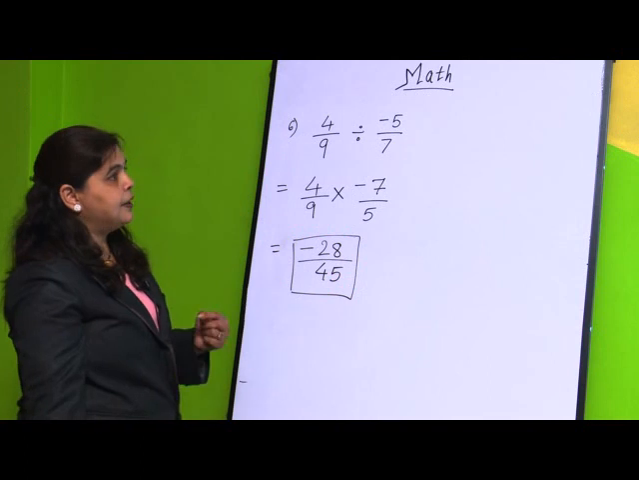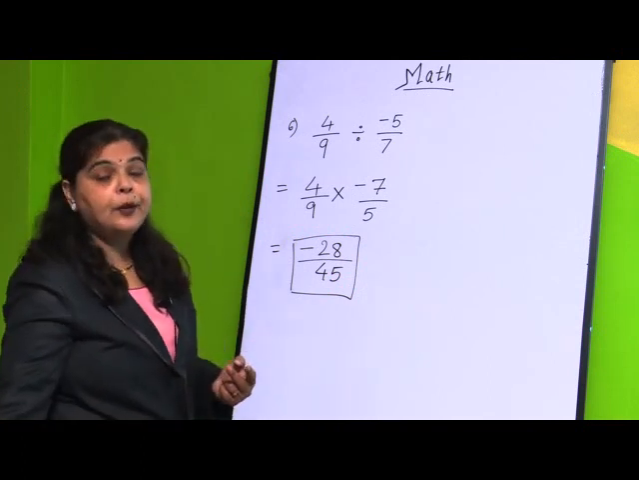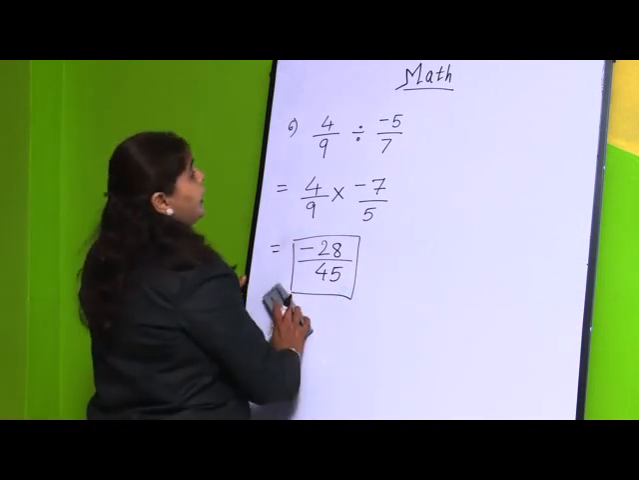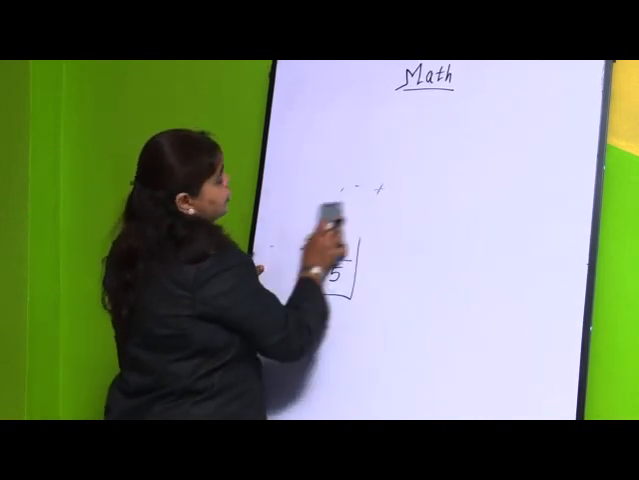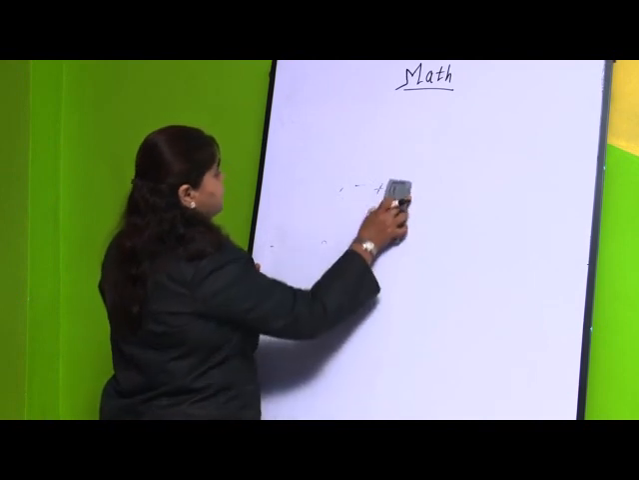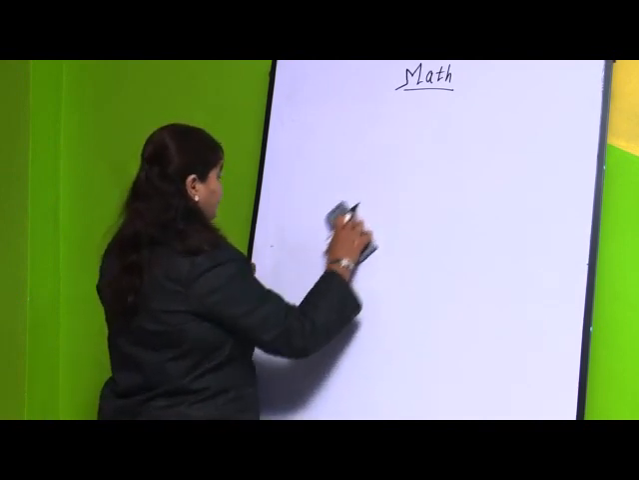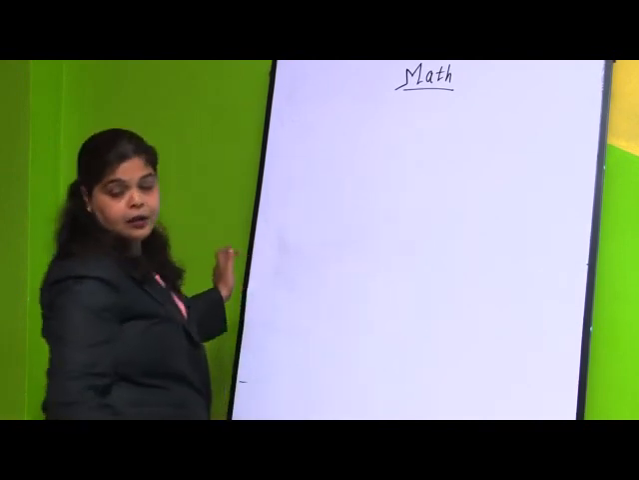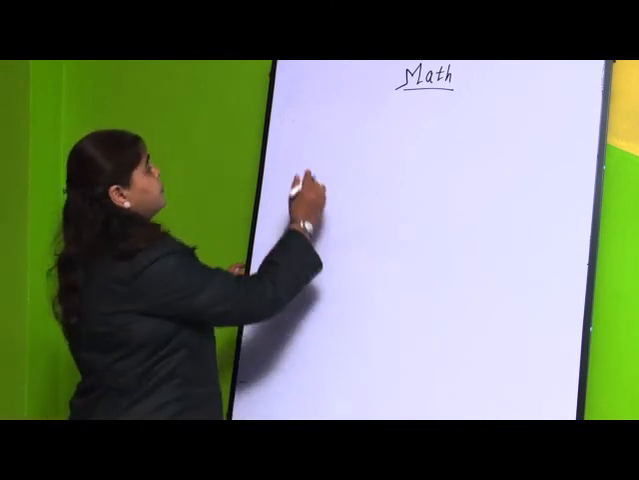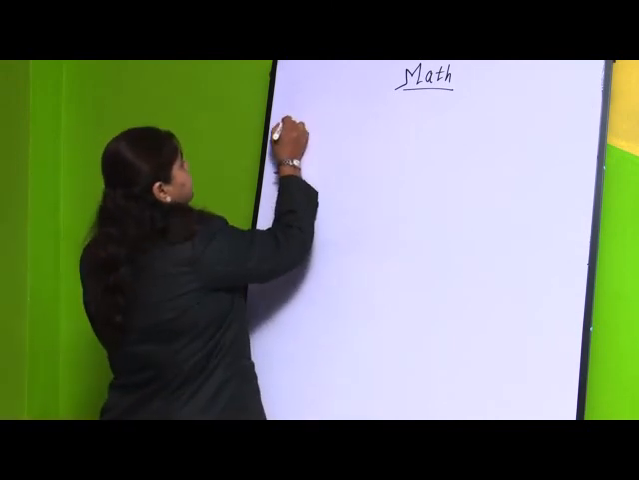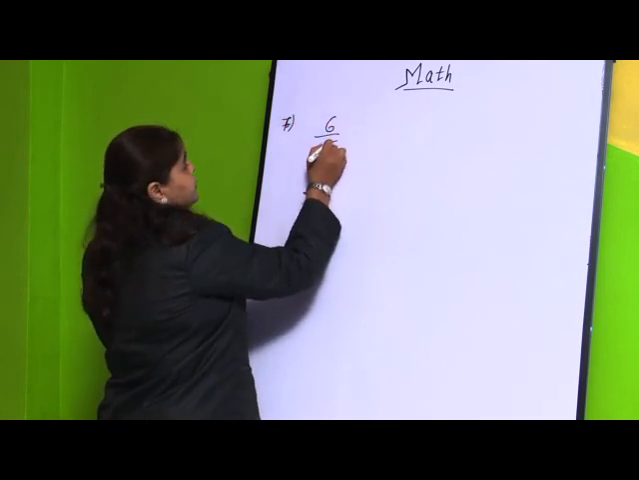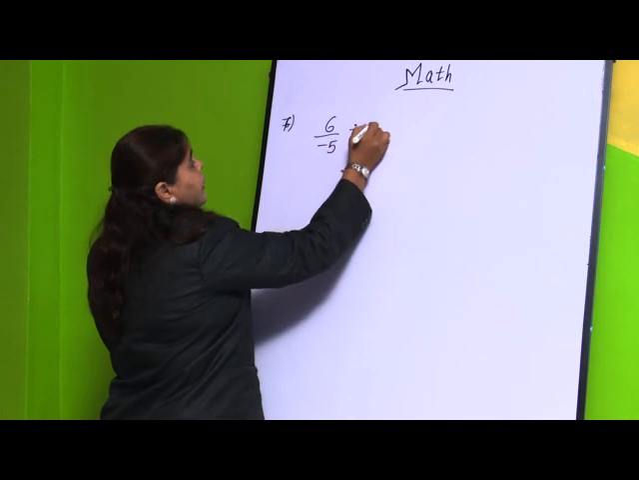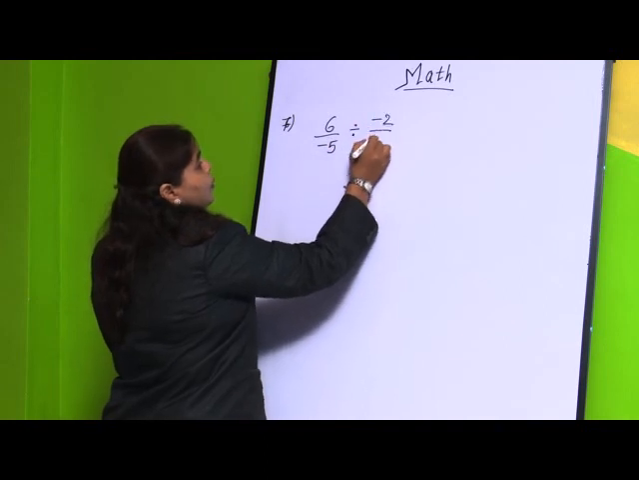Now, one more example is given. Here in this example, we are having two negative rational numbers. Here we are having both rational numbers, we are having a negative sign, that is 6 upon minus 5 divided by minus 2 upon 3.